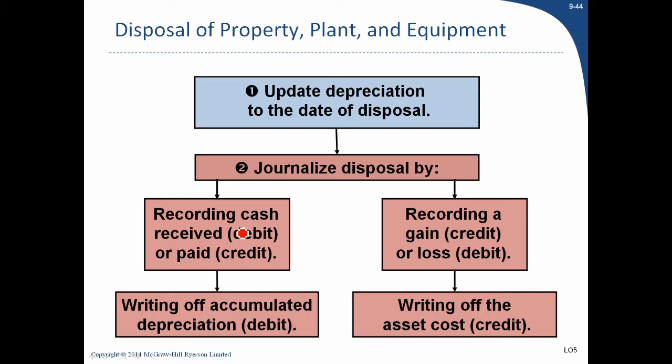The problem is, if you're in the middle of the year, companies only book that depreciation entry at the end of the year, right? If you sell the asset in the middle of the year, it's actually half depreciated. So we need to update depreciation to the date of disposal to determine the carrying value as of that date.